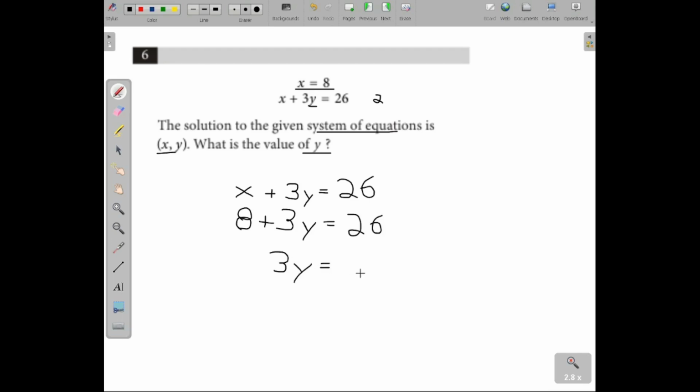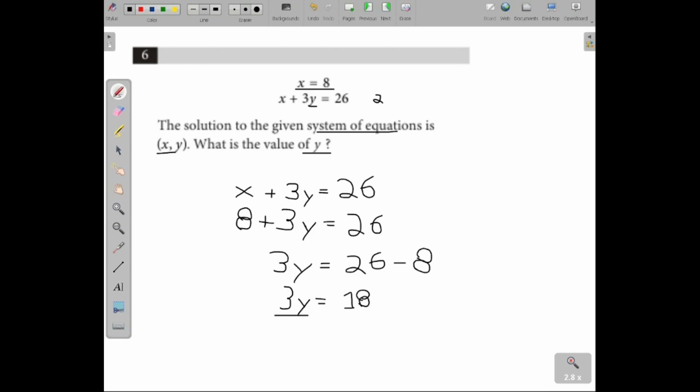3y will be equal to 26. Since the 8 is adding, it will go to the other side of the equation with a negative sign, negative 8. 3y equal to 26 minus 8 is 18.